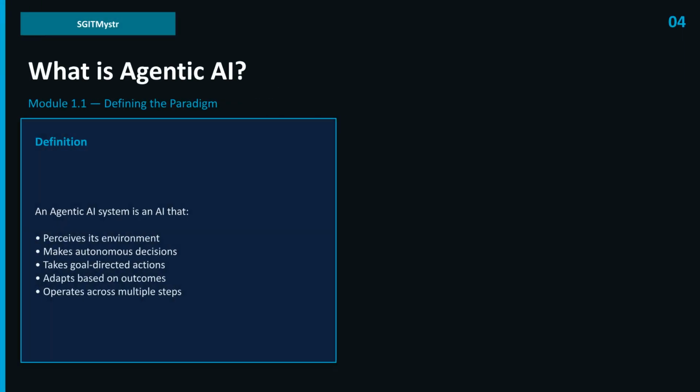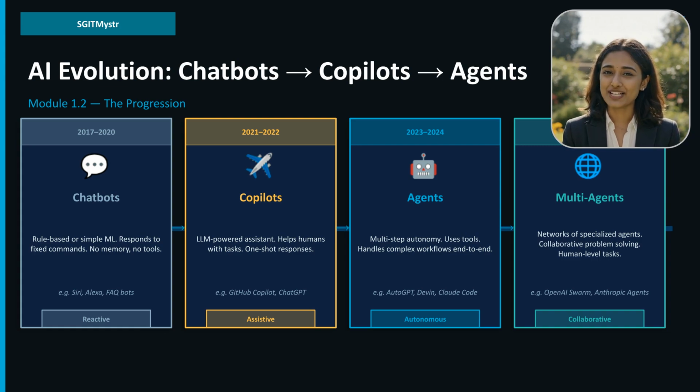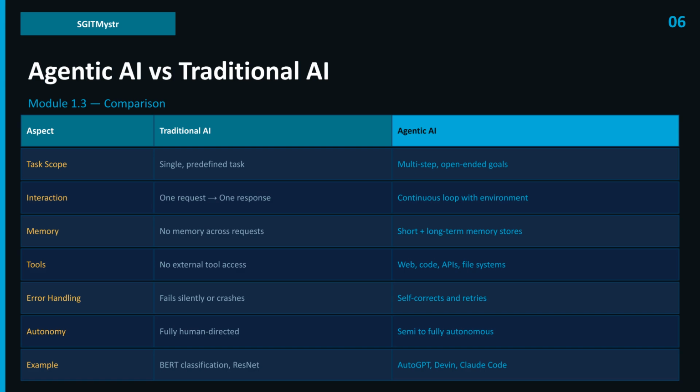Agentic AI is an AI system that perceives its environment, makes autonomous decisions, takes goal-directed actions, adapts based on outcomes, and operates across multiple steps. Think of it as a goal-driven, tool-using, multi-step, and self-correcting system. The evolution of AI has progressed from reactive chatbots like Siri and Alexa to assistive copilots like ChatGPT. We are now entering the era of autonomous agents that can handle complex workflows, and in the future, multi-agents will collaborate on human-level tasks.